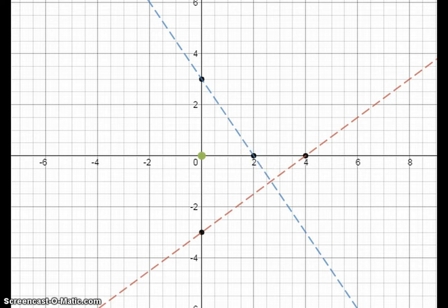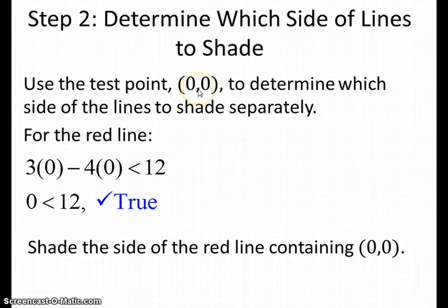So I'm going to plug in (0, 0) into my red line, which is my first line, and you can see when you plug in zeros, everything just kind of melts away and you're just left with something very easy to determine. We've got 0 is less than 12, so be careful at this point. Really think about this. I see a lot of students do the correct computations and then they don't pay attention here, so they end up with the wrong true or false outcome.